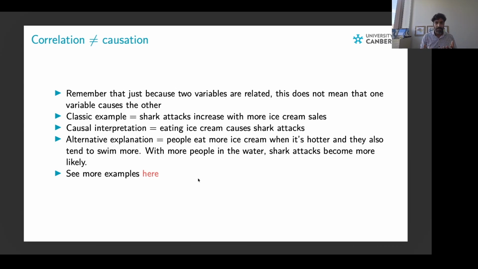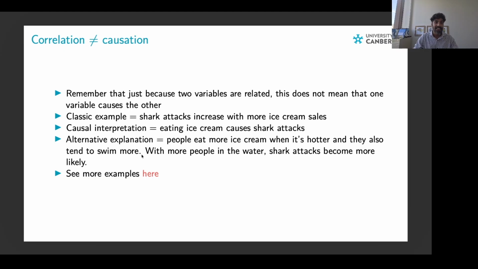Here, the example shows that there's a third variable that confounds this relationship: ice cream sales happen more in summer, and people swim in the water more in summer, so that's where you may have an increase in shark attacks as a function. But if you were to causally interpret this correlation as is, without thinking of the alternative explanation, you would just say, oh, eating ice cream causes shark attacks. It seems absurd, but there are many examples where it's not as absurd and these causal interpretations are made. So the alternative explanation is that people eat more ice cream when it's hotter, and they're also more likely to swim more. With more people in the water, shark attacks become more likely.